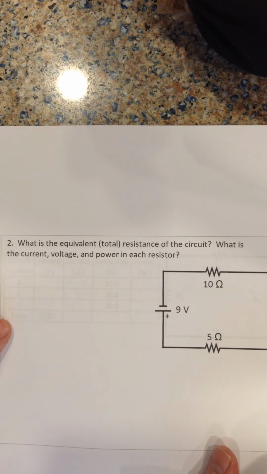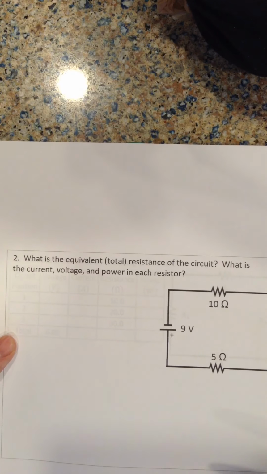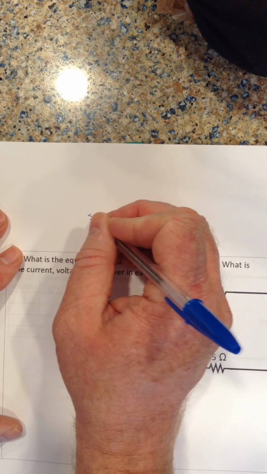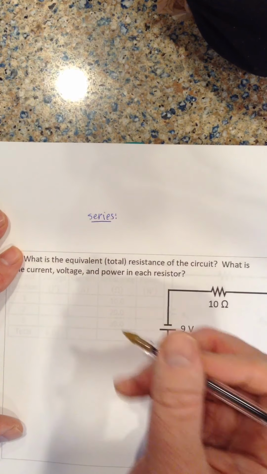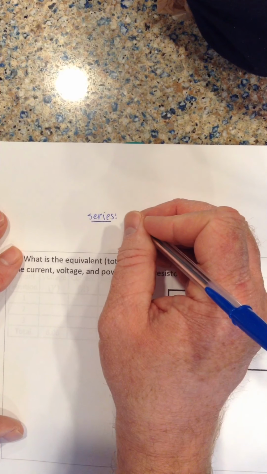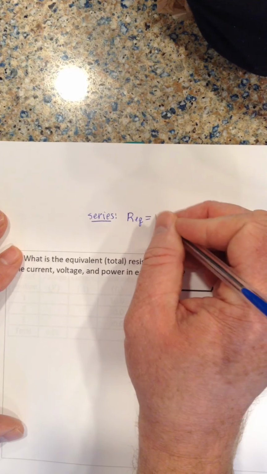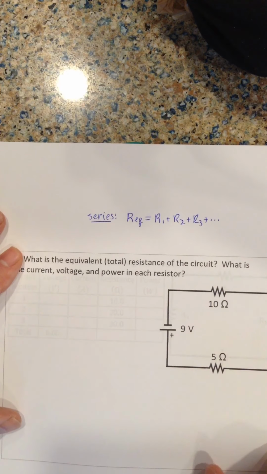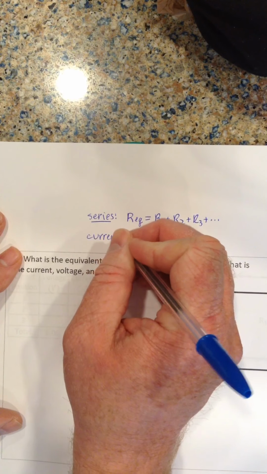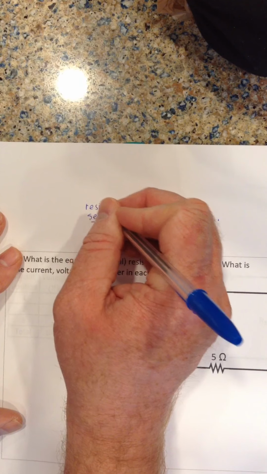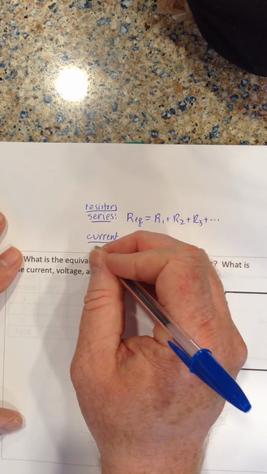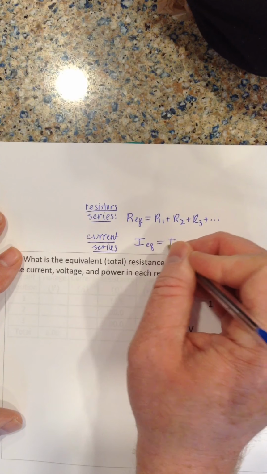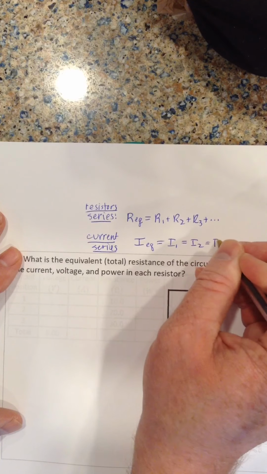Okay. Now there's actually two key points you need to know. That's one, and this is for any components in series that are resistors. The equivalent or total resistance is R1 plus R2 plus R3, plus however many resistors you have. And the current in series is the same. So the equivalent current is the same current that's in each resistor.